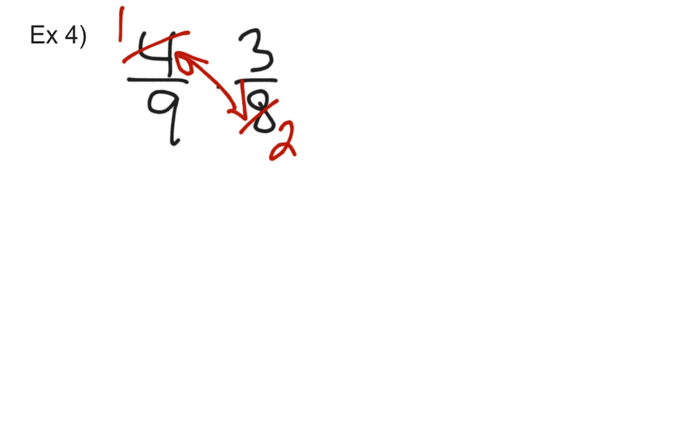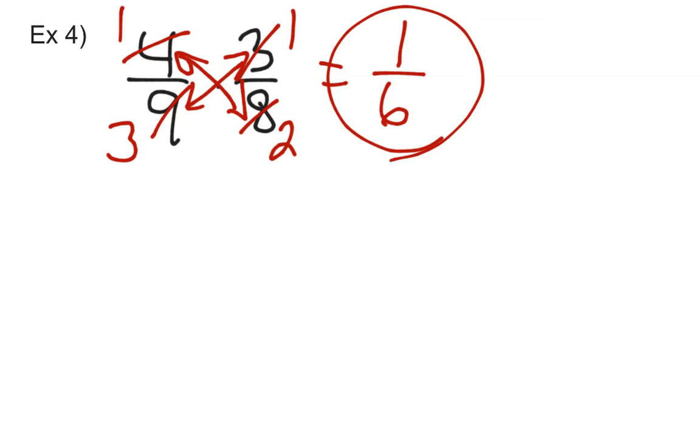But I'm not done yet because I also see the 3 and the 9. Okay, so divide both of those by 3. 3 divided by 3 is 1. 9 divided by 3 is 3. And let's go ahead and do that. Numerators, 1 times 1 is 1. Bottom, 3 times 2 is 6. And we get 1/6 as our final answer.